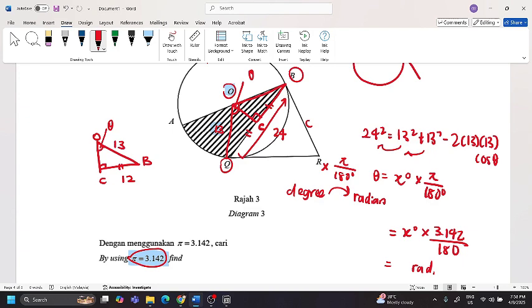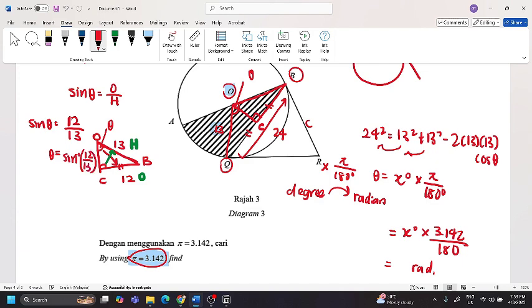You can use sin, cos, tangent. But should I use sine, cos, or tangent? You see, I got opposite, and then this one is the longest line, the line opposite of 90 degree, which is the hypotenuse. I got opposite and hypotenuse, so it's using sine. Sine theta equals opposite over hypotenuse. So sine theta equals 12 over 13, and then theta equals sine inverse of 12 over 13.